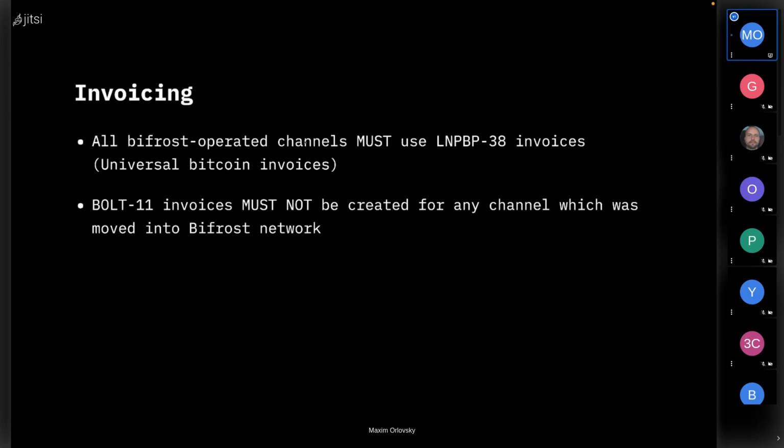It allows you to structure Lightning payments in a way that if your Lightning node is offline, you can specify a fallback node, which will receive and hold payment for your node while you're offline. And this mechanism was actually designed back then to use this future Bifrost, which we were already thinking of. So the LNPBP 38 universal Bitcoin invoices is the invoice format for Bifrost, and BOLT 11 invoices will not work for it.